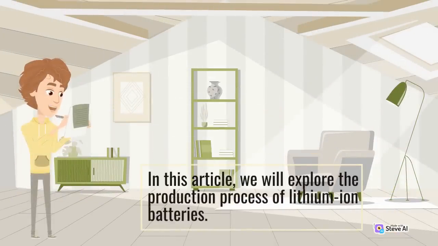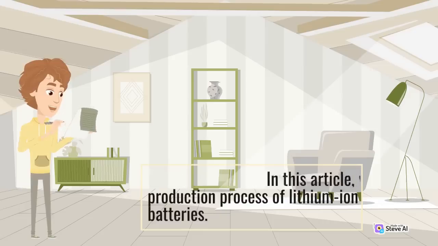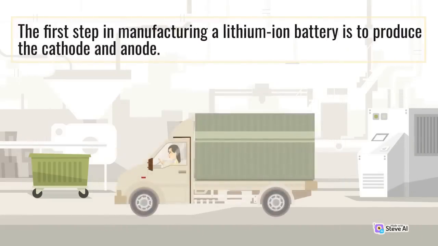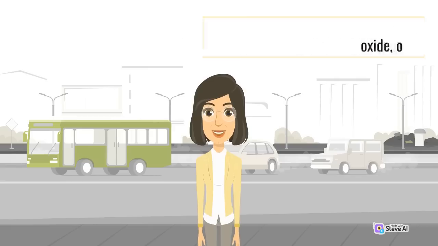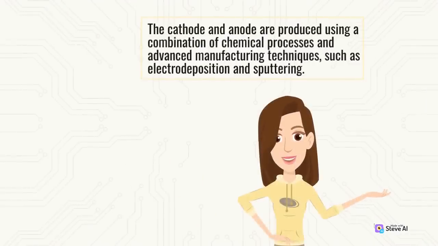In this article, we will explore the production process of lithium-ion batteries. The first step in manufacturing a lithium-ion battery is to produce the cathode and anode. The cathode is typically made of lithium cobalt oxide, lithium manganese oxide, or lithium iron phosphate, while the anode is made of graphite. The cathode and anode are produced using a combination of chemical processes and advanced manufacturing techniques, such as electrodeposition and sputtering.